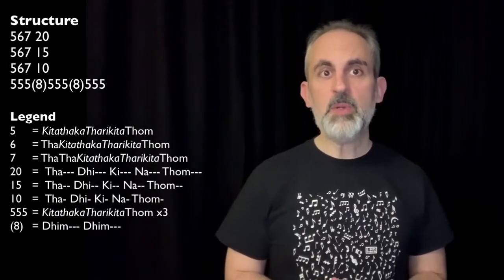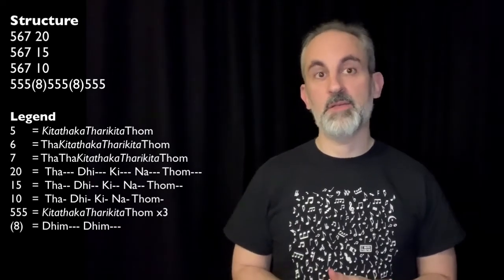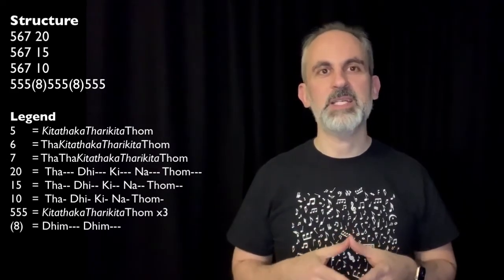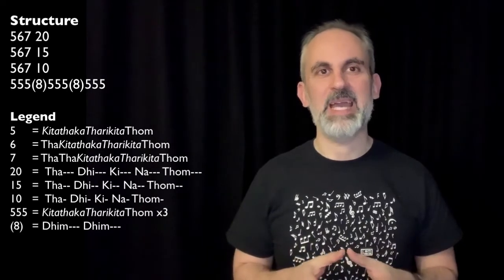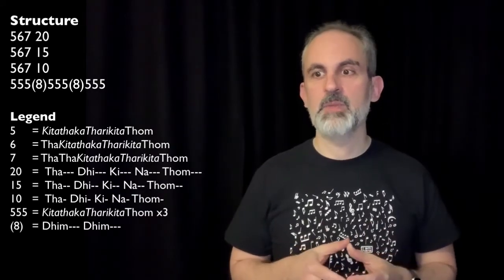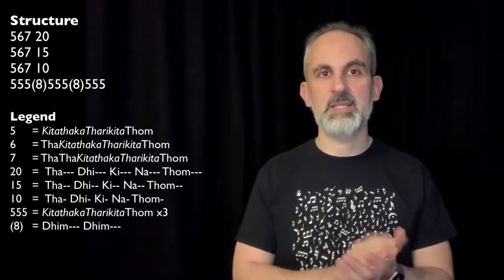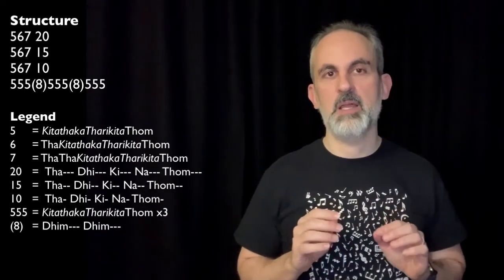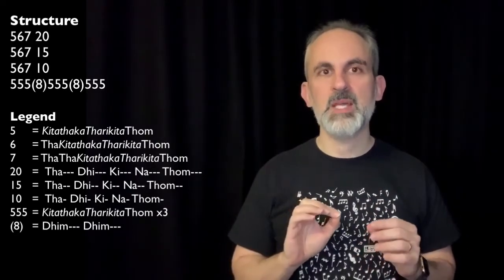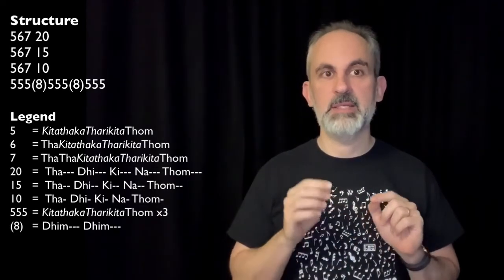In terms of structure, it's very simple. It has, as always, 4 lines, and the first 3 go as follows. The first line is 5, 6, 7, and then a 20. And this phrase 5, 6, 7, which together, of course, is 18, we are going to repeat at the beginning of all 3 lines. So this phrase is Kitathaka Tharikita Thom Tha Kitathaka Tharikita Thom Tha Tha Kitathaka Tharikita, which means that we take the phrase 4, 5 as our home, Kitathaka Tharikita, and then we precede it with a ta to create the 6, and with ta to create the 7.